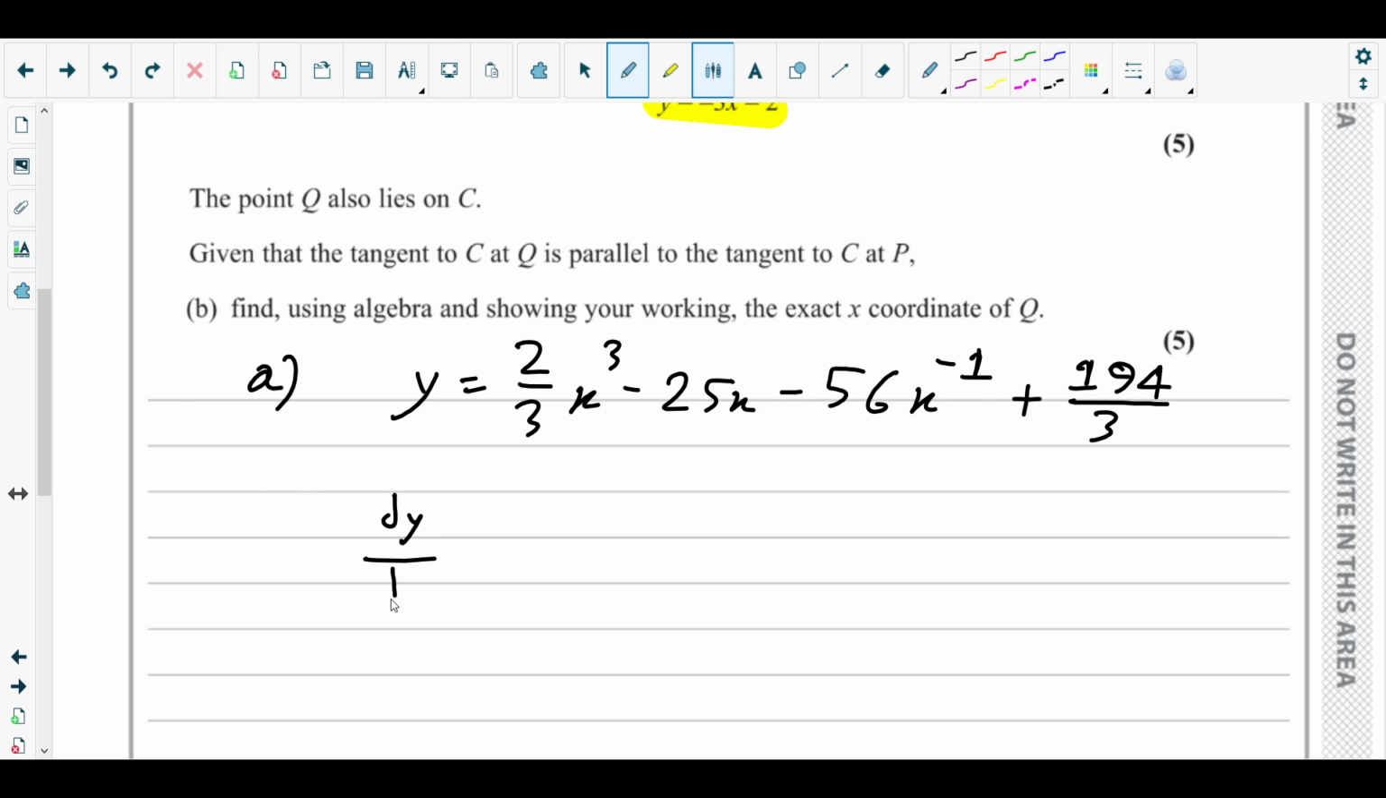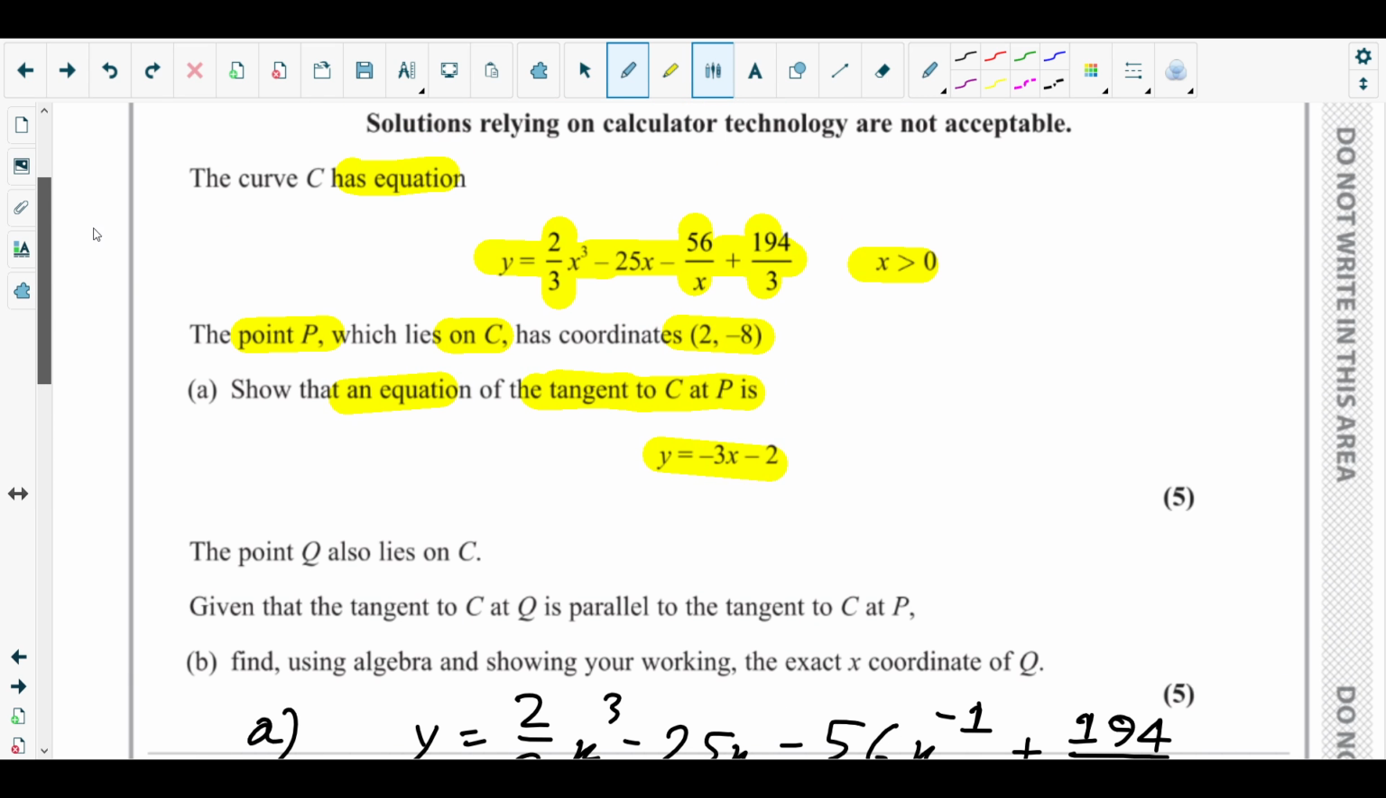dy over dx would be 3x squared, with 1 subtracted from the power, minus 25, and then the power is negative 1. So negative 1 times negative 56 gives positive 56. x to the power minus 1 becomes x to the power negative 2, and the derivative of a constant is 0. So we got the derivative of the curve C.